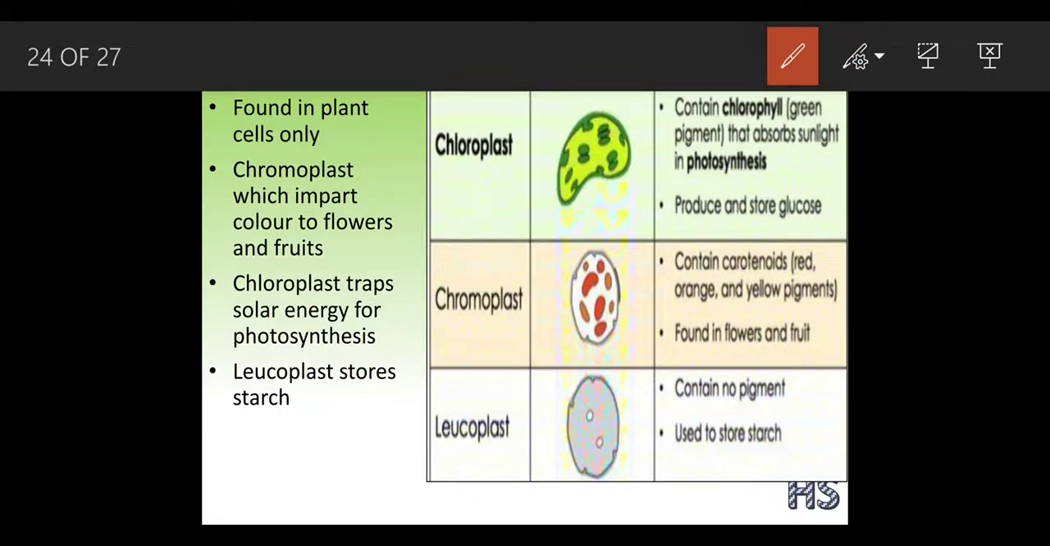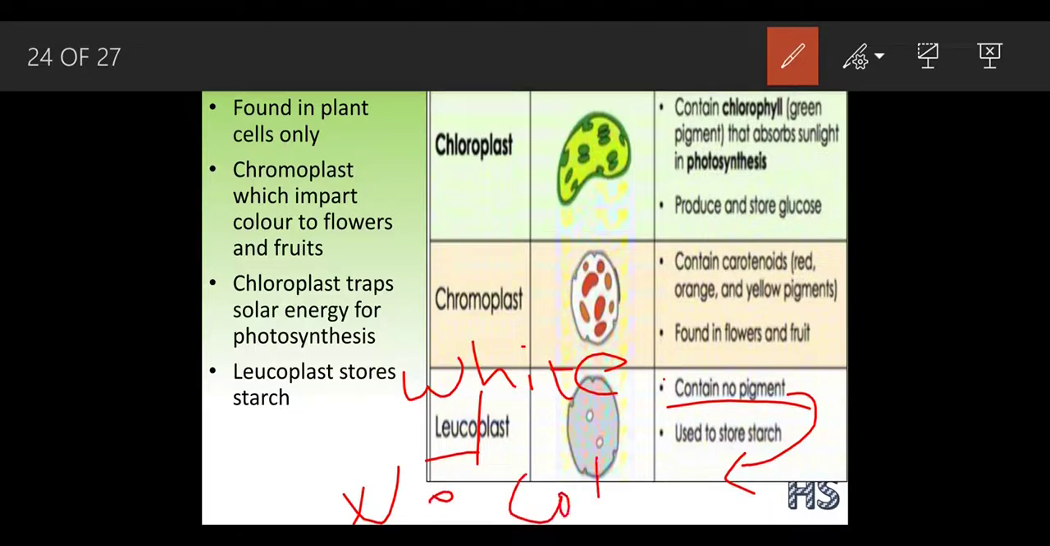Now we are going to learn about the leucoplast. What do you mean by leucoplast? First of all, the word leuco means white or colorless. They do not have any pigment. What does that mean? Pigment means color, so no pigment means no color. Pigments are what impart color.